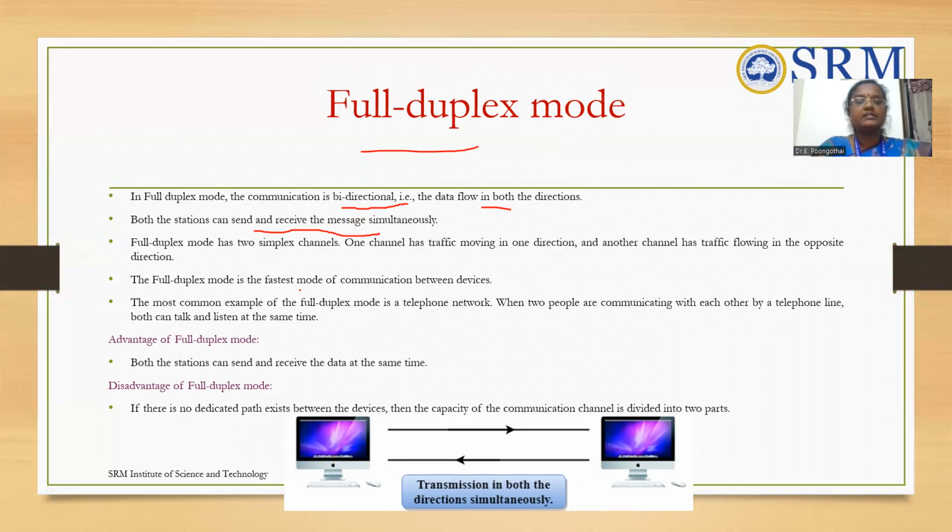This is the fastest mode for communication between devices. And then the most important thing, the example is the telephone network. And then the advantages, from the name itself, from the process itself, we can see that we can send and receive the data at the same time. Disadvantage, there is no dedicated path. You can transmit your message in any path. At the same time, the receiver can receive the message from anywhere. So there is no dedicated path between the devices. So the capacity of the communication channel is divided into two parts.